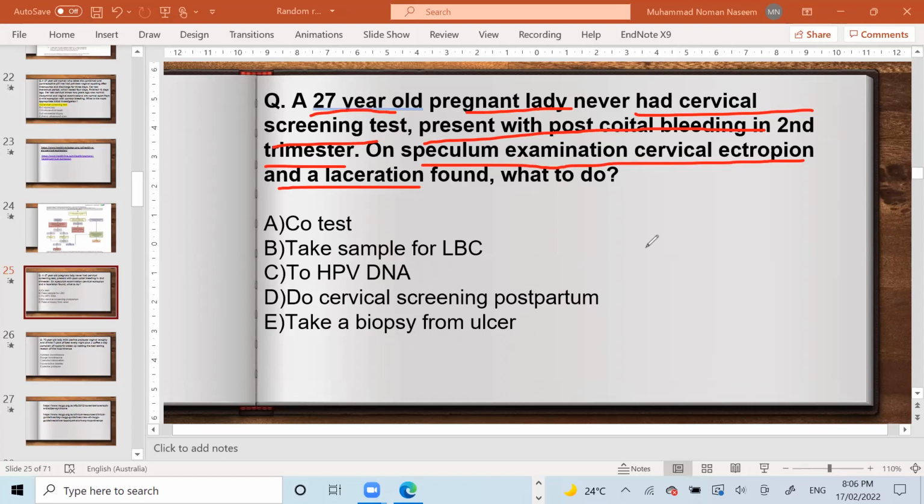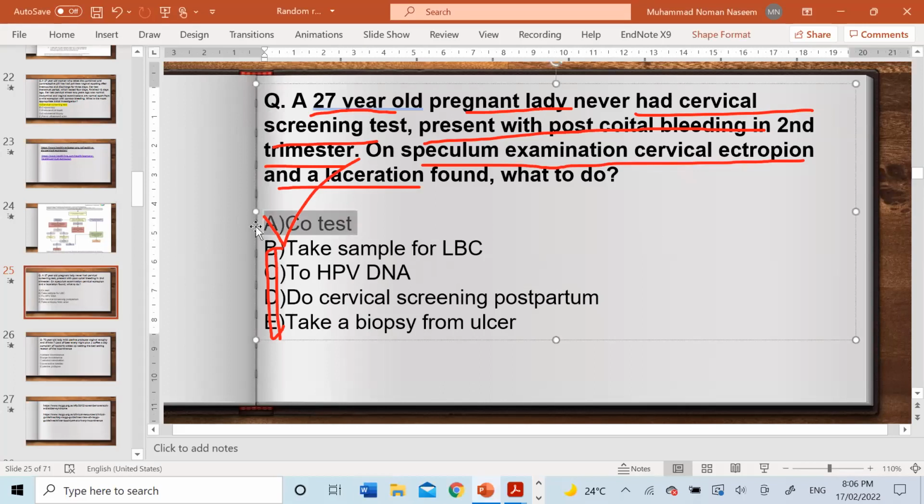Option A, co-test or the cervical screening test. B, take sample of liquid-based cytology. C, to do the HPV DNA testing. D, do cervical screening postpartum. Or E, take a biopsy from the ulcer. So very good. All of you know that cervical screening test is quite safe in the pregnancy. So you have to do a cervical screening test in this patient. Very good, guys.